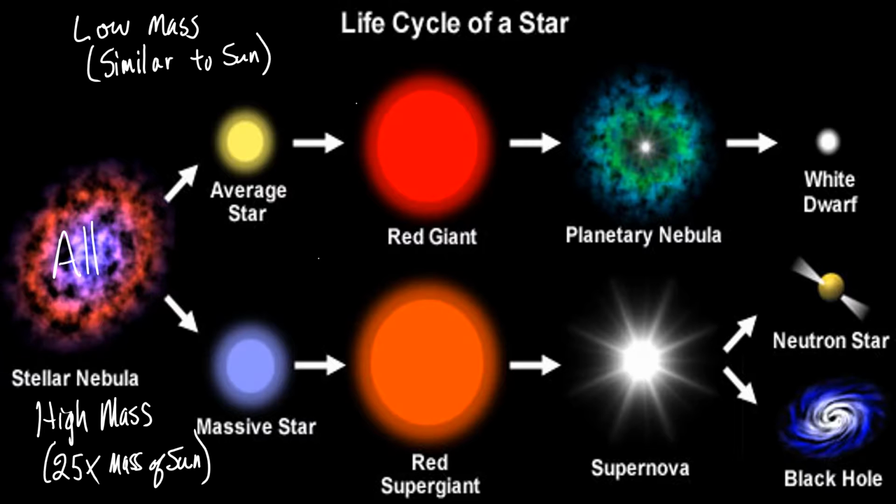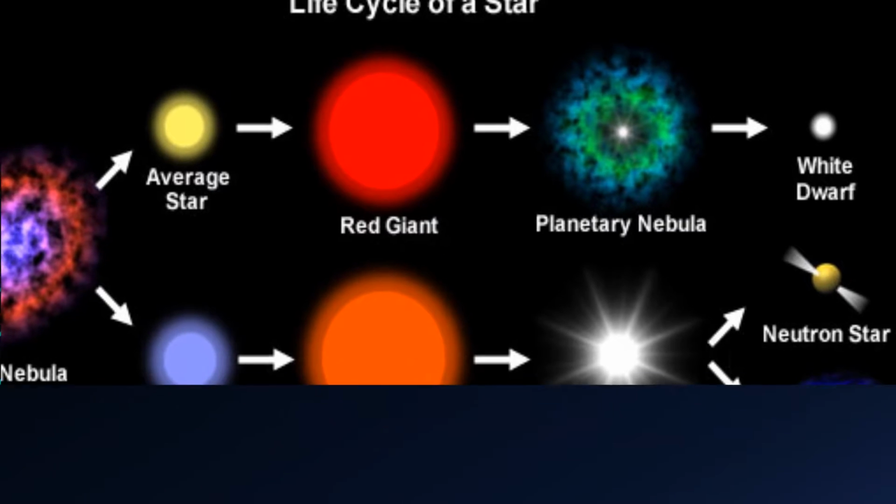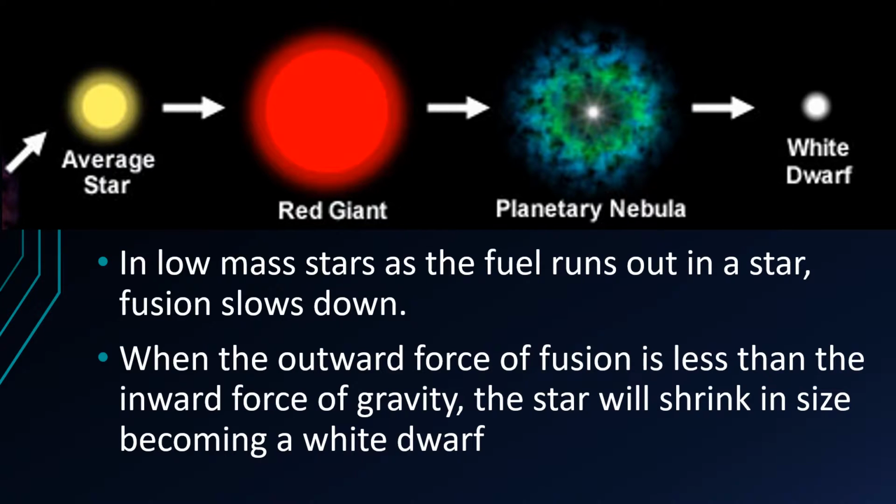So we're going to start off by taking a look at the low mass stars. So an average star like our sun, as its fuel runs out, as it expands, as fusion wins, because remember here gravity's gone down, fusion wins for a bit, and then it's going to start running out of fuel. And as it does, fusion will begin to slow down. So when the outward force of fusion is less than the inward force of gravity again, the star will shrink in size, expelling its outer layers and leaving behind what we call a white dwarf.